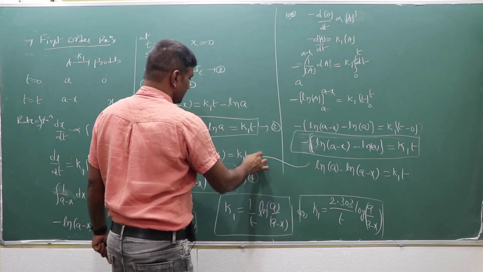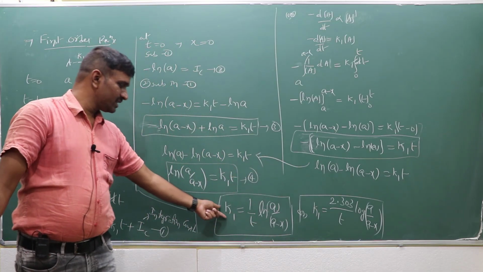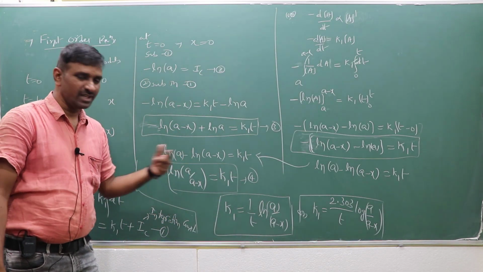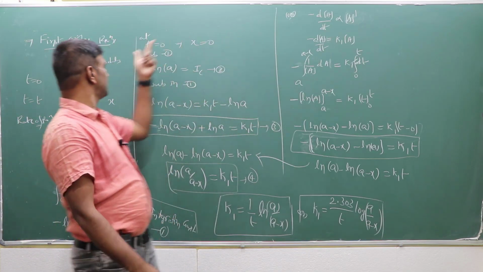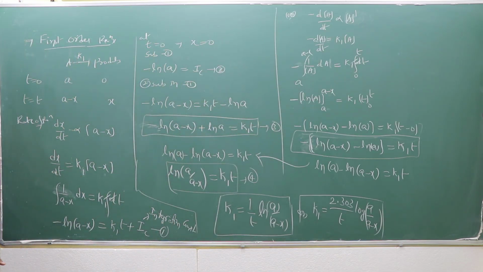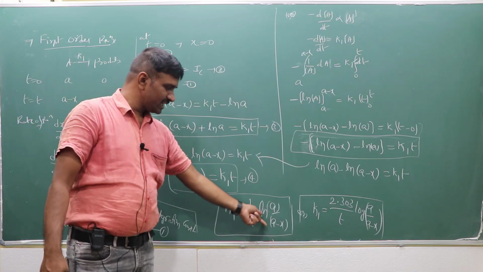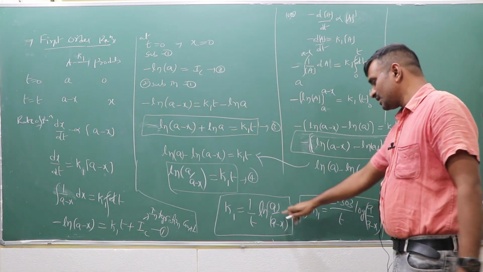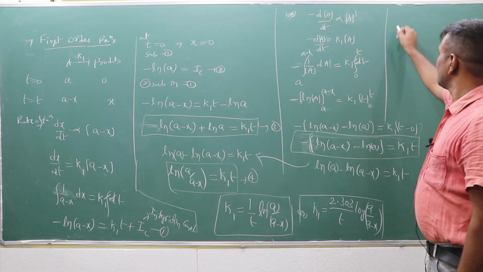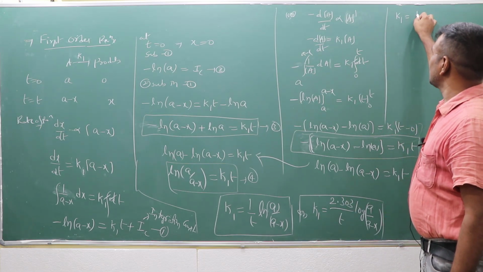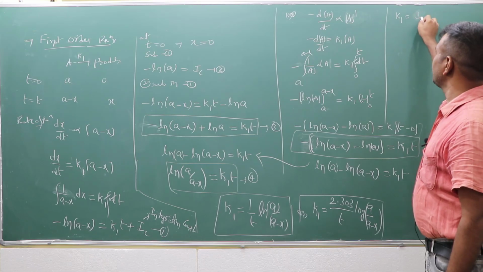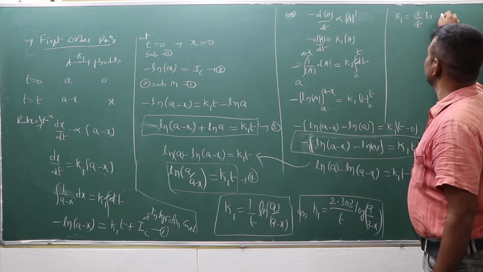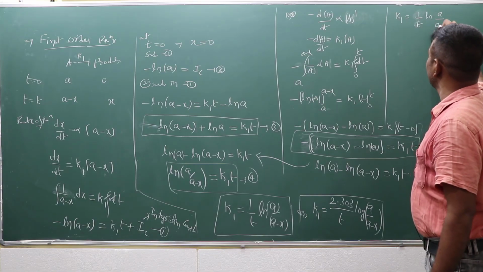So then, what will happen? k1 is equal to 1 by t into ln a by a minus x. Again this method, we follow the same thing. You can use this one or this one, similar one. k1 is equal to 1 by t ln a by a minus x. Sometimes, this rate constant k is equal to 1 by t ln a by a minus x.